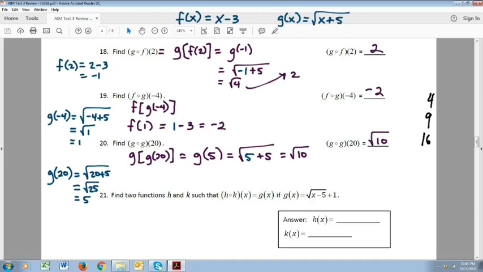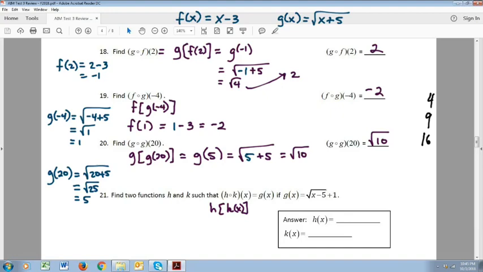All right, on number 21, this is that situation where we have to put two functions together to form another. In this case, we need to find an h and a k so that h of k of x equals g of x. So this is a little bit different than what we did before as far as the letters that are being used. But what I want you to see here is that k of x is your inner function. So you want to call k of x the inner function.